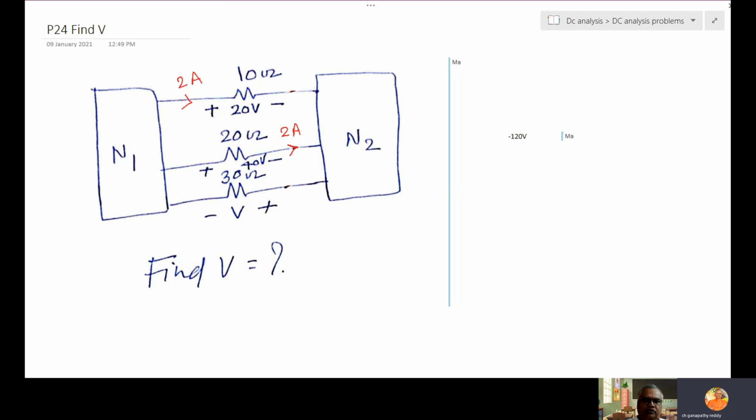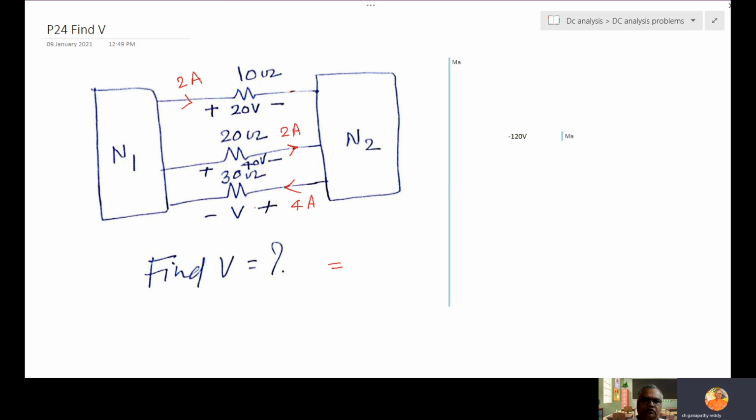Here 2 amps, here 2 amps, 2 plus 2, 4 amps current flowing from N1 to N2. Total effectively 4 amps flowing. That 4 ampere current should compulsorily come back. If 4 is not coming back, these currents cannot go. Going means it should come, coming means it should go. So the loop is closed.